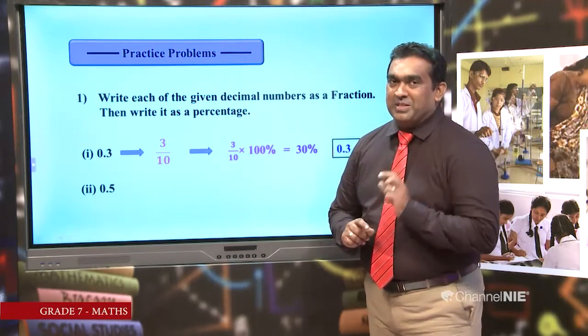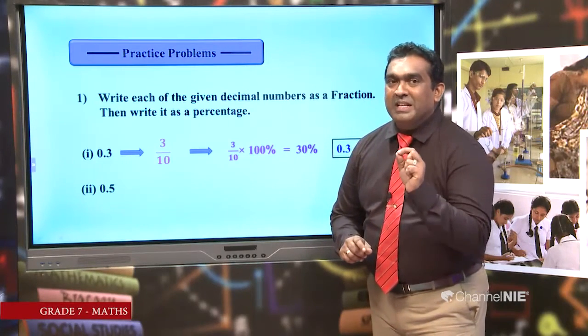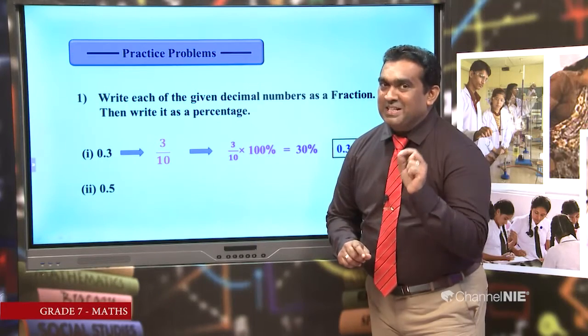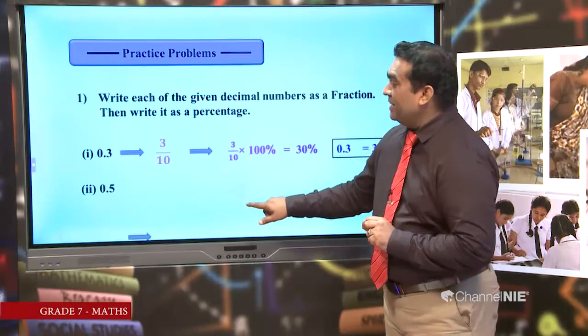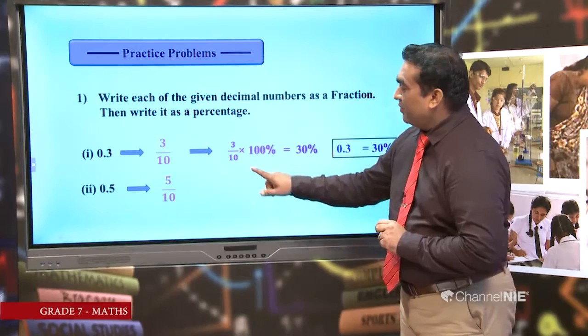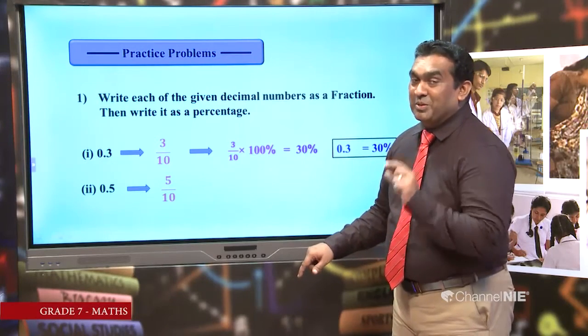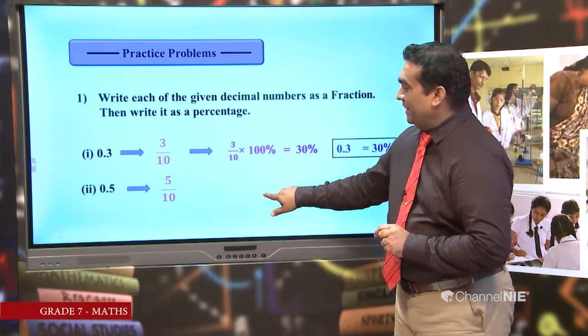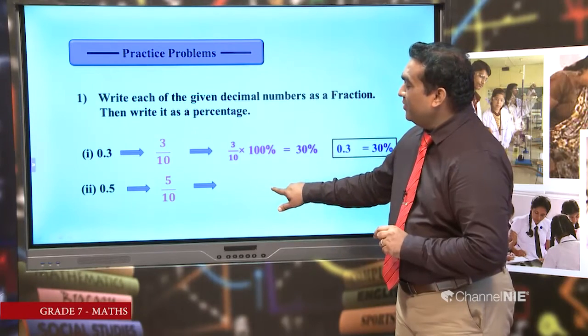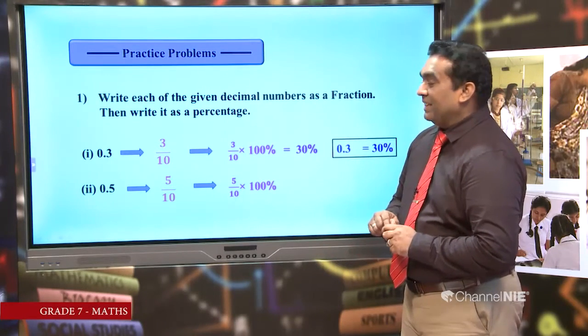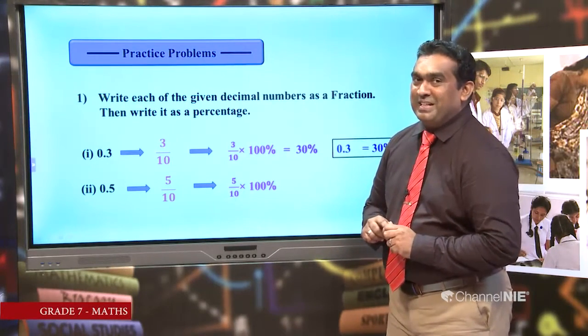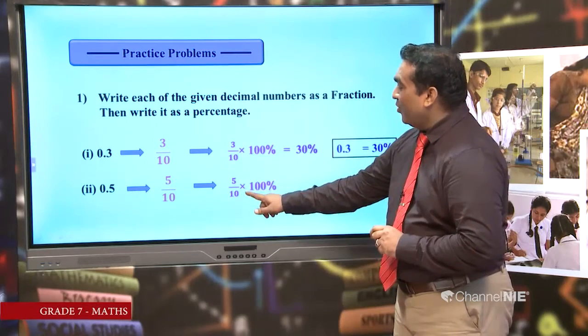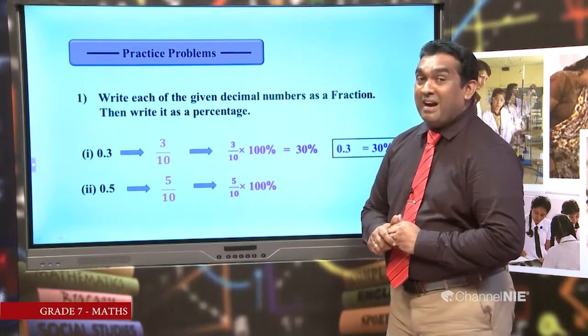0.5 contains one decimal place. As a result of that, you divide 5 by 10, because there is one decimal place. Then what to do? We want to convert this fraction into a percentage. Therefore, 5 over 10 multiplied by 100.